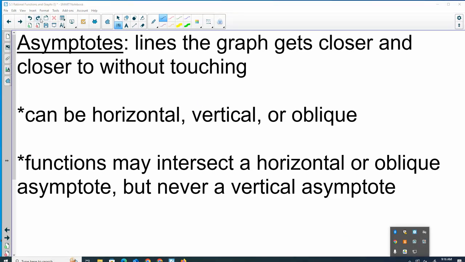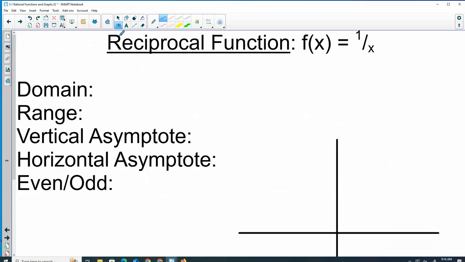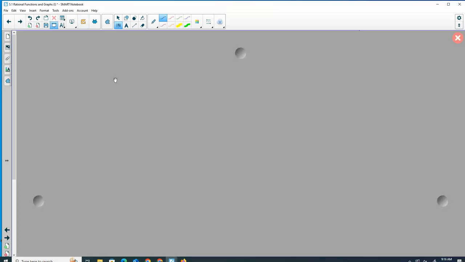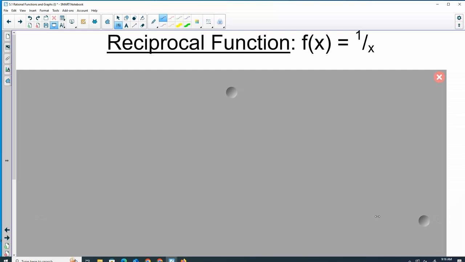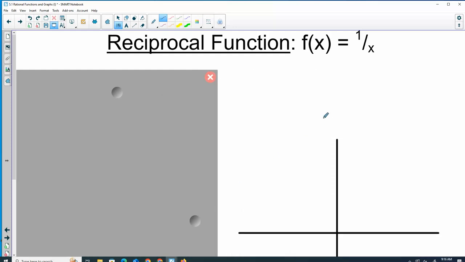So the most basic rational function is our reciprocal function. Alright, so if I asked you to graph that, the reciprocal is 1 over x. And we know that in general, if we want to graph something and we don't know what it looks like, we make a t-chart. What number can I not plug in here? 0. It's not in the domain.